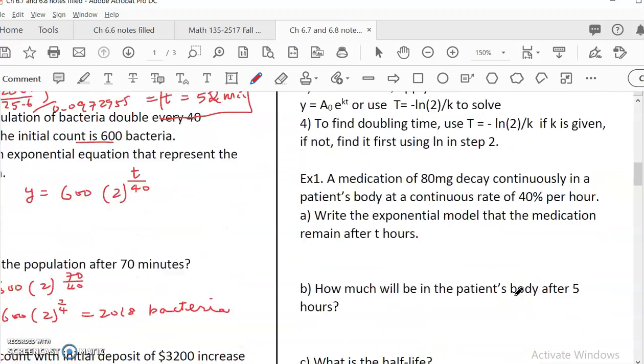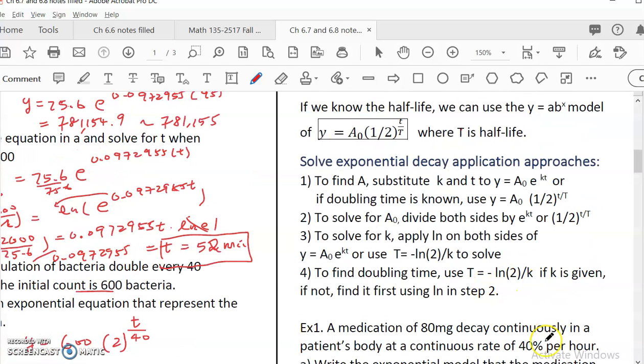So how do I solve a problem? To solve a problem, you want as much as possible to write either one of them. If you know your decay rate, then you use this formula, e to the kt. If you know your half-life, then you use this formula. And if you don't have any of them, you would need some data, such as y and t, so you can solve for a0 or k.